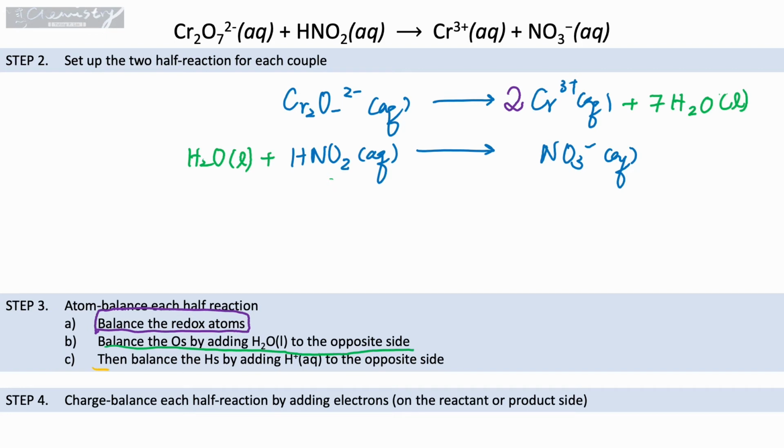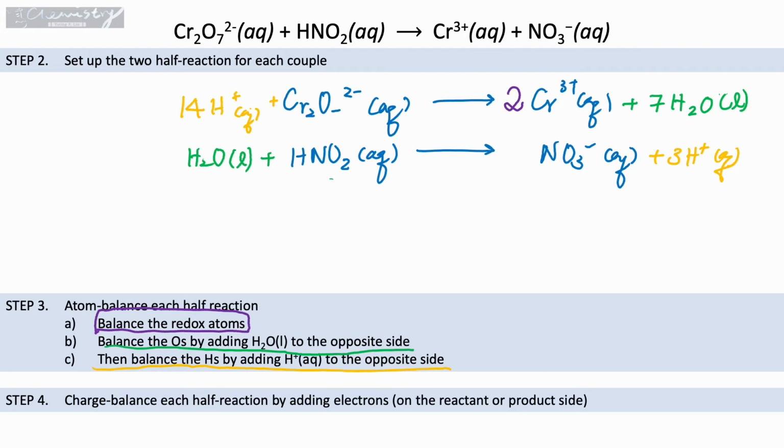And lastly, for 3C, we are balancing the H's by adding protons. So in this case, we have 7 times 2 protons, so that is 14 protons that we need to add to the left side. And then we have 1, 2, 3, so we need to add 3 protons to the opposite side. So that is everything we have to do for step 3.